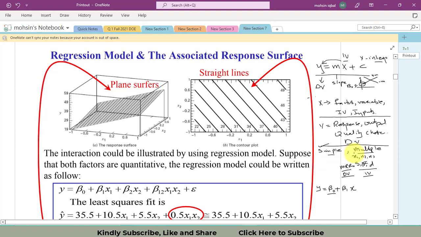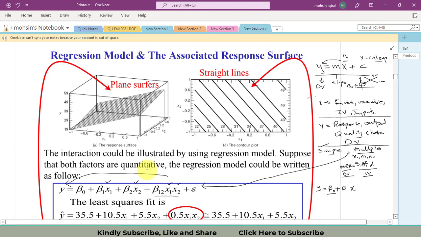Then for the case of multiple regression, I refer you to this equation. Here we have one dependent variable and we are regressing it using two independent variables x1 and x2, and the equation also contains the product of x1 and x2. This term is known as the interaction term for the two factors. It tells us the effect of the interaction of these two factors on our response variable y. The interaction can be illustrated by using the regression model. Suppose both factors are quantitative.